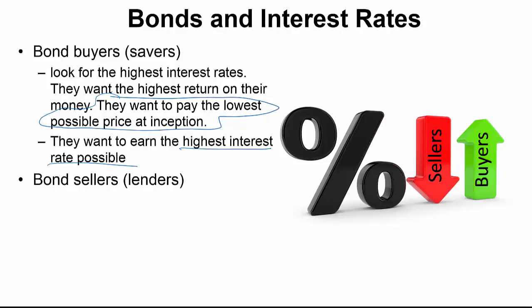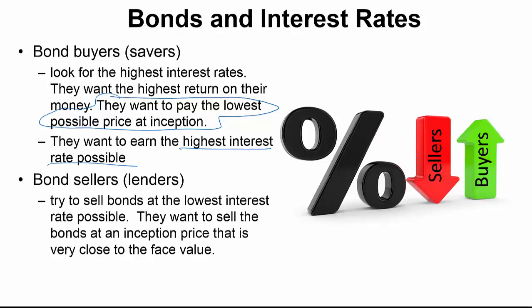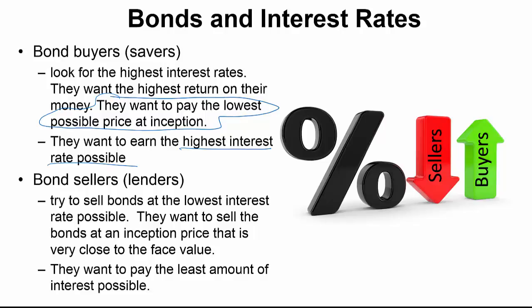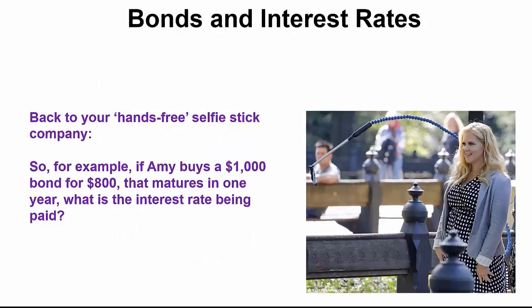So a bond holder, in other words, the one buying the bond, the saver, wants to pay a very low price for the bond. The lower the price versus the par value, the better the interest rate for the saver. Okay? Bond sellers will try to sell the bond at the highest price possible, which means the interest rate would be low. Okay? And that makes sense.